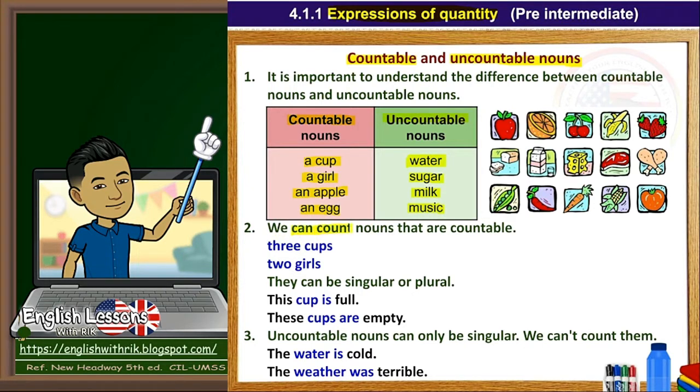We can count nouns that are countable. Three cups. Two girls. They can be singular or plural. This cup is full. These cups are empty. Uncountable nouns can only be singular. We can't count them. The water is cold. The weather was terrible.